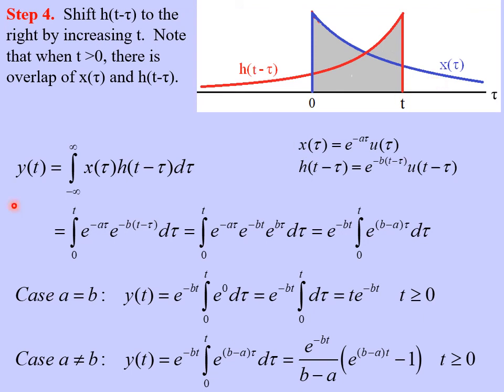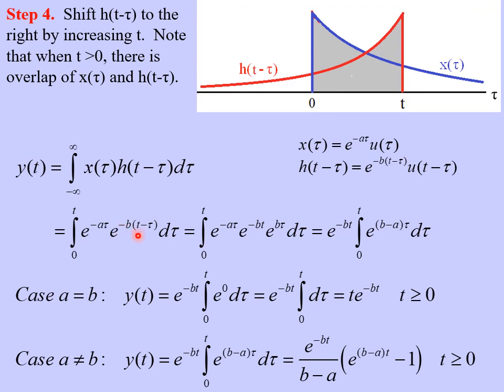So in our convolution integral, notice that we only have to integrate from 0 to t. I've changed the limits of integration from minus infinity to plus infinity to 0 to t. Notice also x of tau, shown right up here, is e to the minus a tau. And h of t minus tau, from one of the earlier steps, is put in right here: e to the minus b times t minus tau.